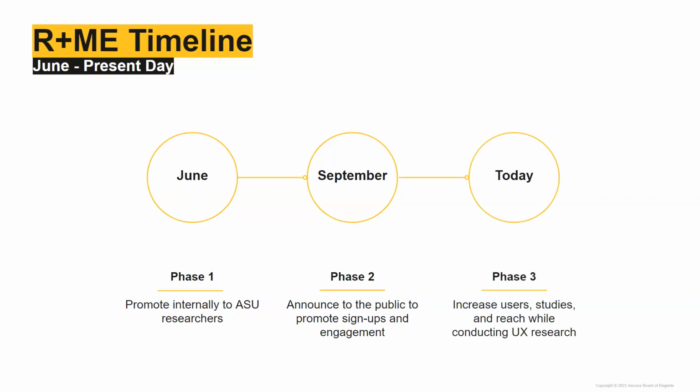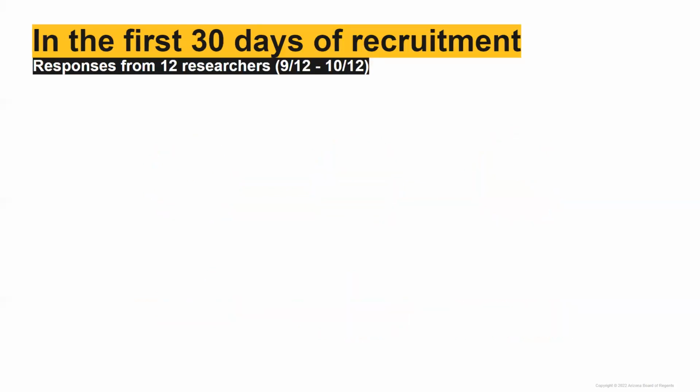And then phase 3, which we're kind of in now, our goal is to increase users and studies and our reach while conducting UX research. So that is the plan. So the first 30 days of recruitment, we do count from September 12th to October 12th, because again, we announced it on September 12th.